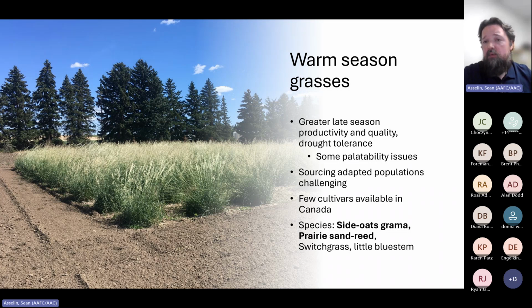The major species we're working with in terms of warm season grasses include side oats grama, prairie sandreed, as well as some smaller projects. We're doing some variety trials on switchgrass from a program out of Quebec. We're also doing some work on little bluestem as part of a few different projects.